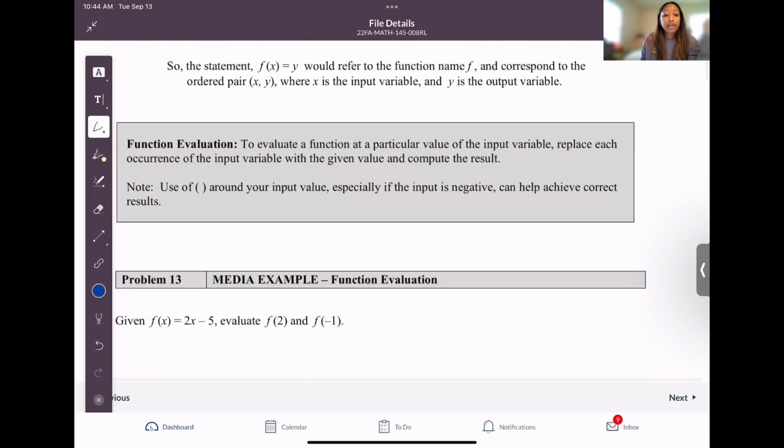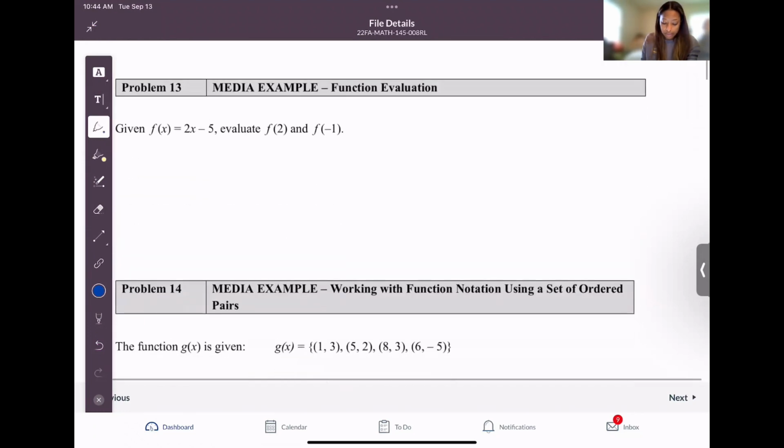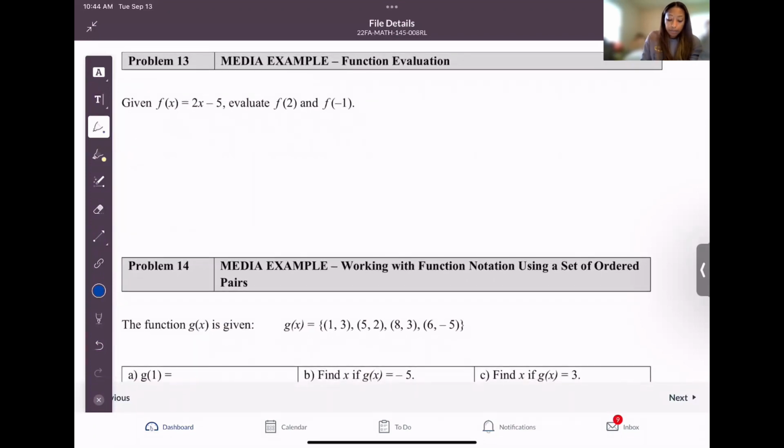All right. If we want to evaluate a function, that's what we're going to do in example 13. So you see we have f of 2 and then f of -1. The number in parentheses represents the input. That's the number that we're going to plug in for x, and then we'll simplify to see what the y should be. Our function here is 2x minus 5. So when x is equal to 2, we get 2 times 2 minus 5, which is 4 minus 5, which is -1. So f of 2 equals -1, and we have the ordered pair 2 comma -1 on the graph of this function.